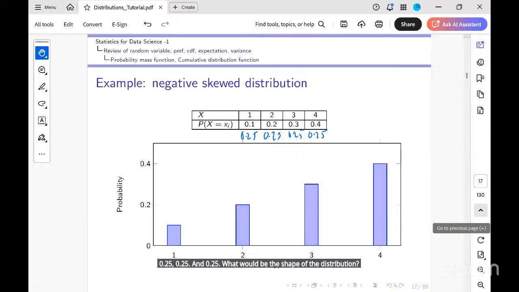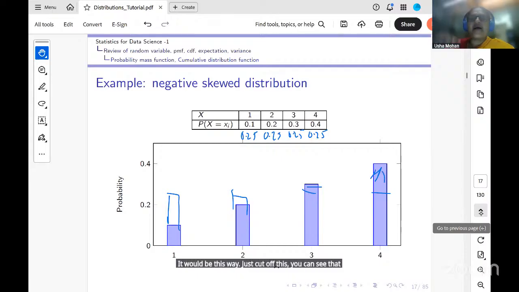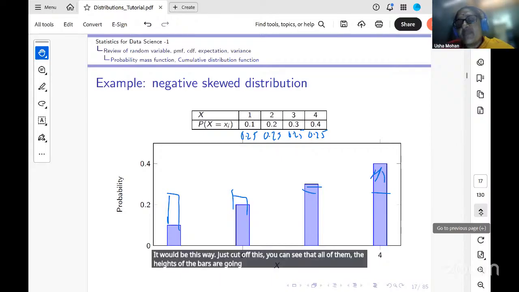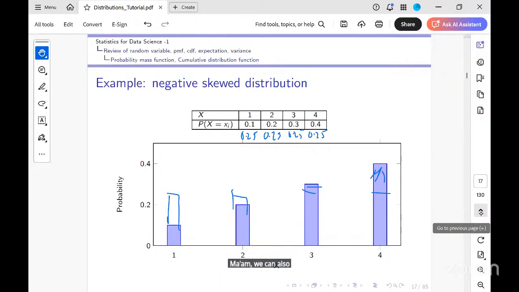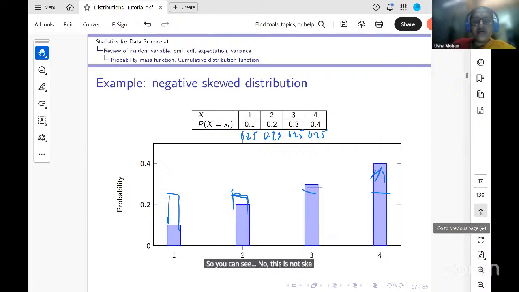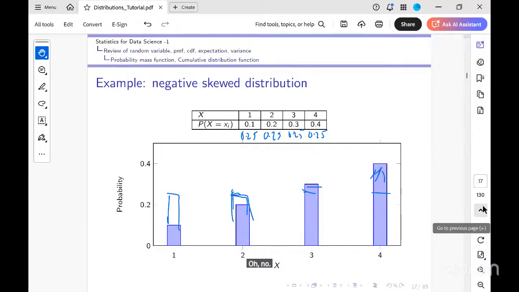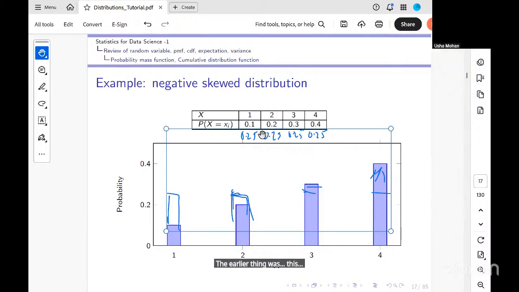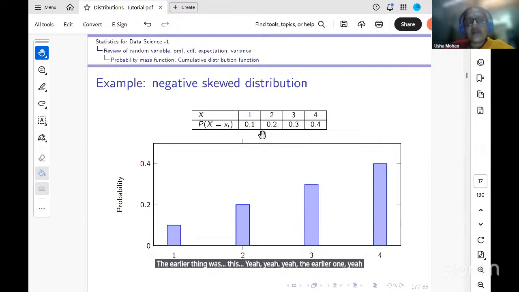Symmetric. It's even, everything is going to be the same, right? Yes, ma'am. You can see that all of the heights of the bars are going to be the same. So no, this is not skewed, it is symmetric. The earlier ones were the right skewed and the left skewed.